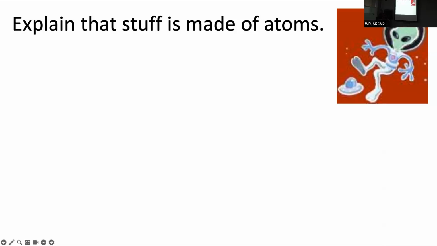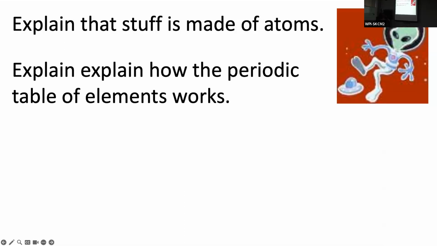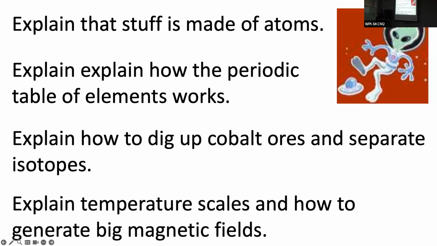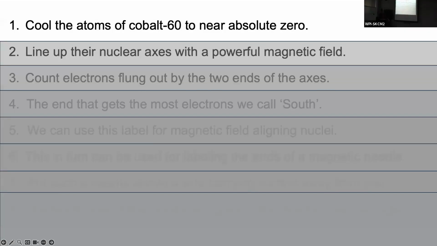So we can certainly explain that matter is made up of atoms. We can explain how the periodic table of elements works. We can explain where you can dig up cobalt ores and how to separate the isotopes from one another. And we can explain temperature scales and how to generate big magnetic fields. We can explain all of that without having to know the difference between left and right. It might be a long conversation, but we can have it. And once we settle all that, then we can give these instructions.